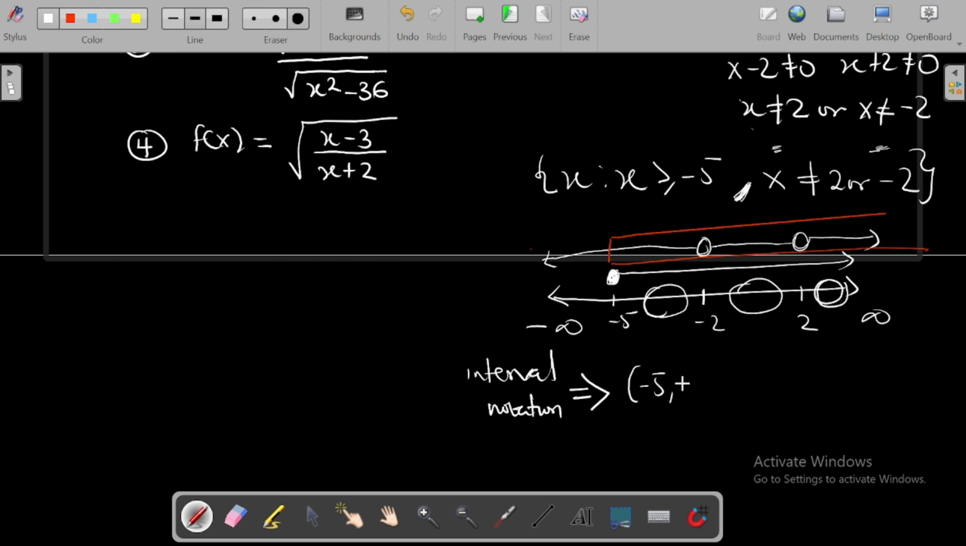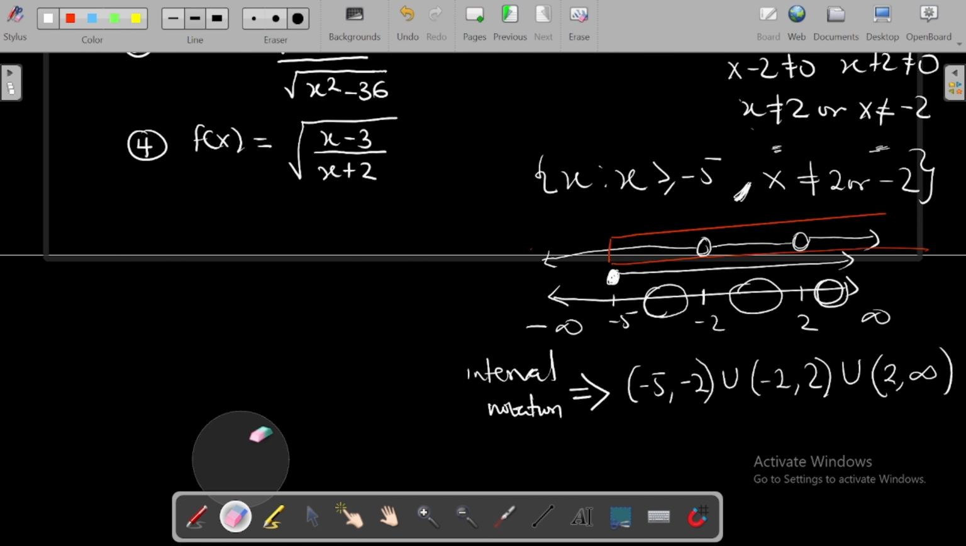-5 to -2. We are going to use parentheses. We are not going to use square brackets since the -2 is not included. Union -2 to 2, this particular interval, and then our last union from 2 to infinity. And that will be our interval notation for this particular question.